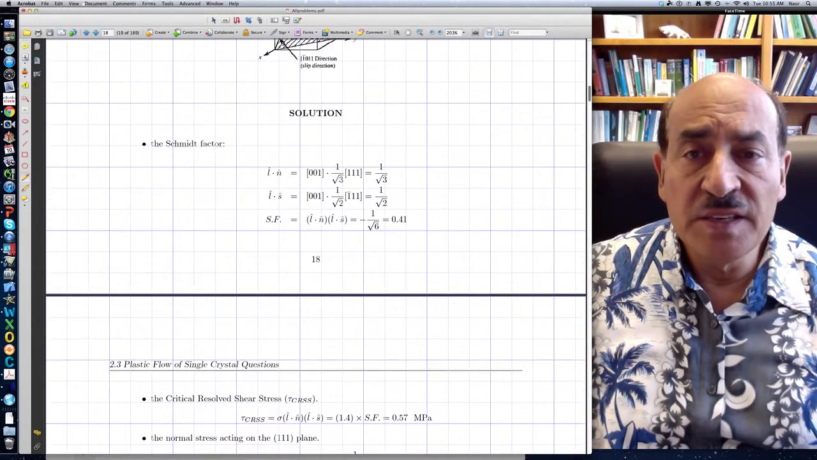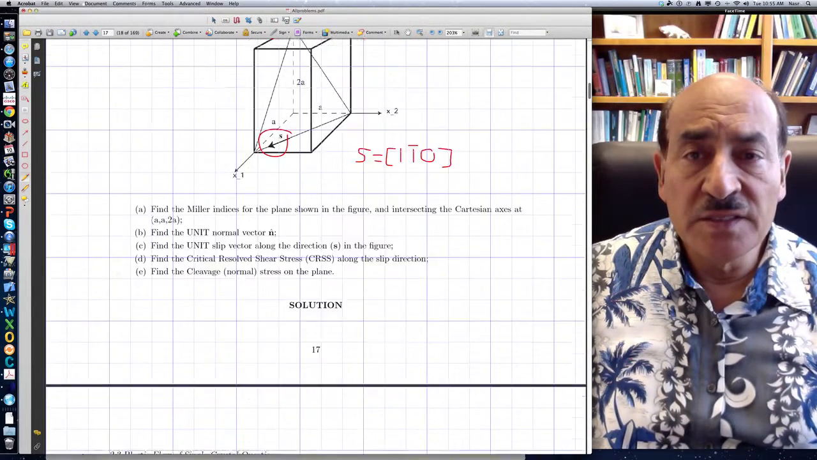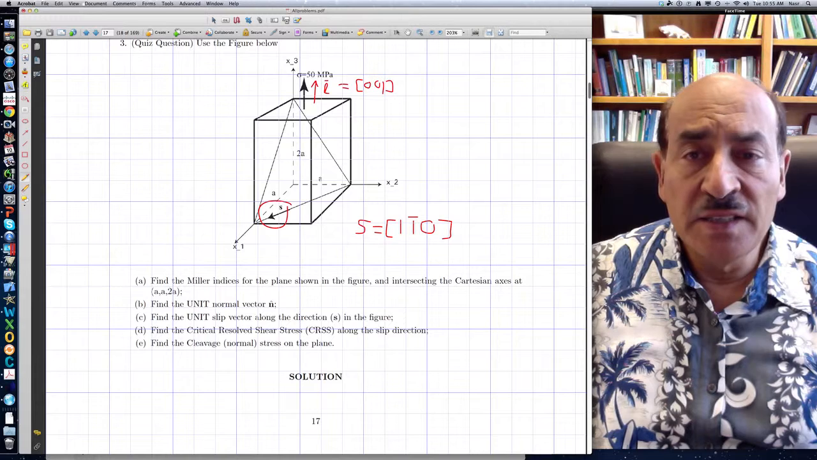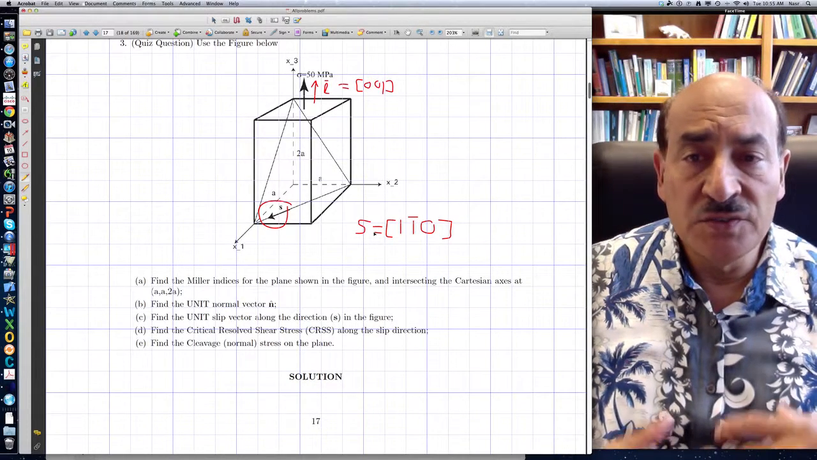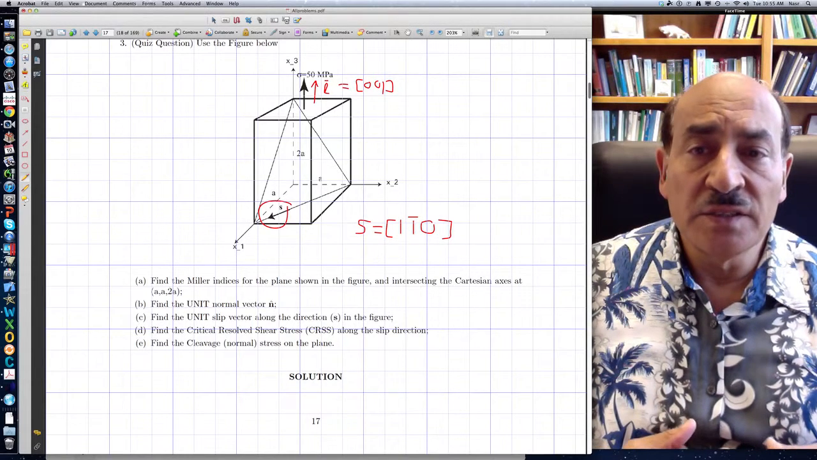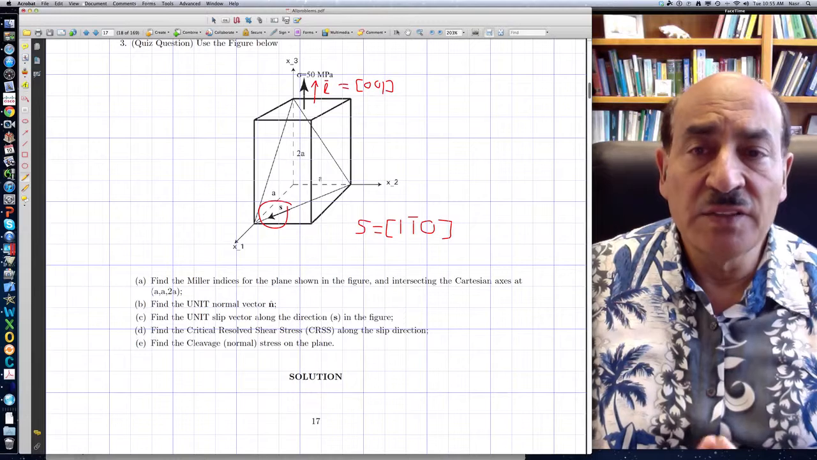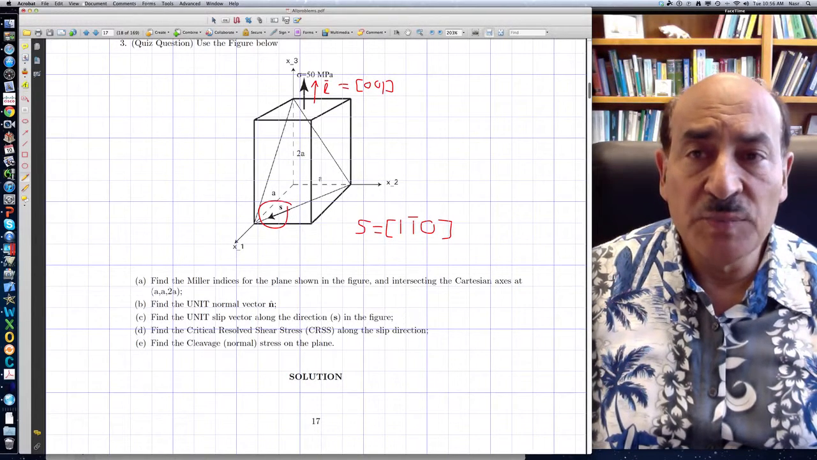The other type is when you have the crystal, and the crystal is defined by a plane, and you find the Miller indices, and you find the normal vector to the plane, and you also find the shear vector S on that plane. So we'll stop here.